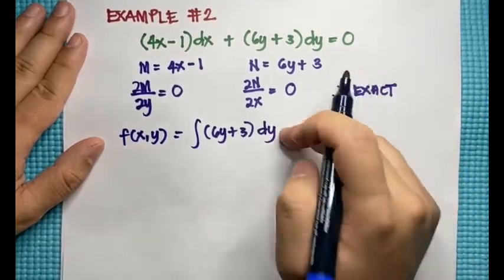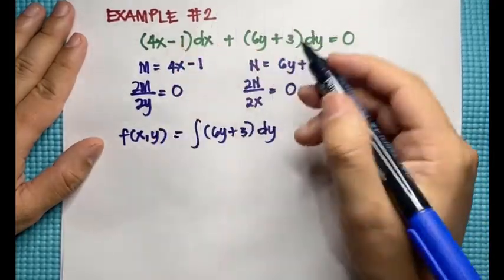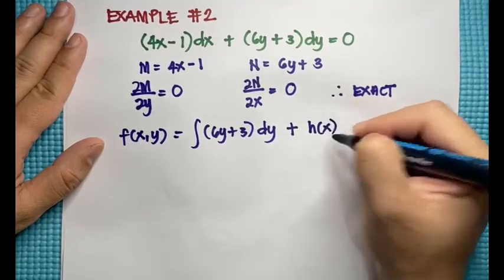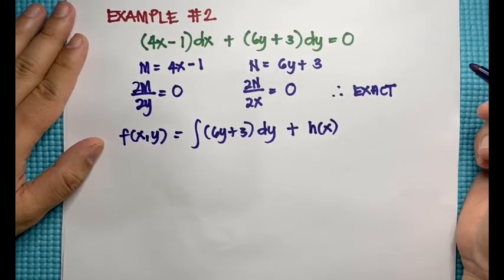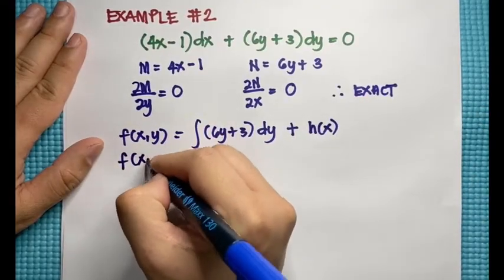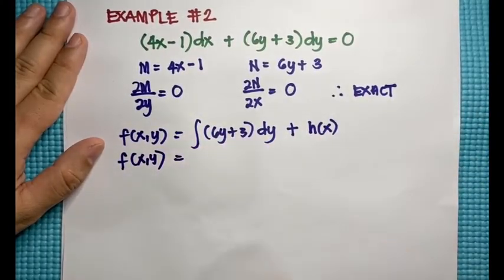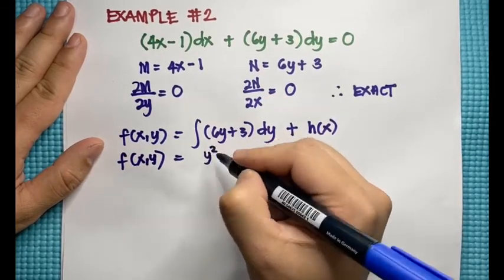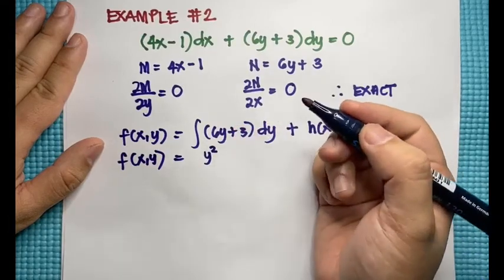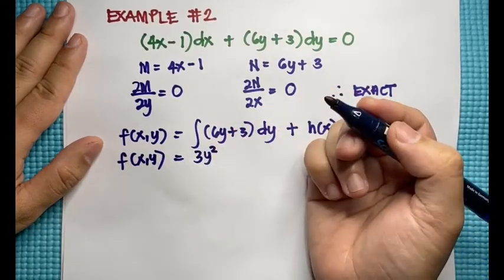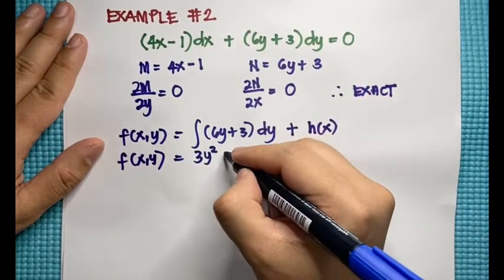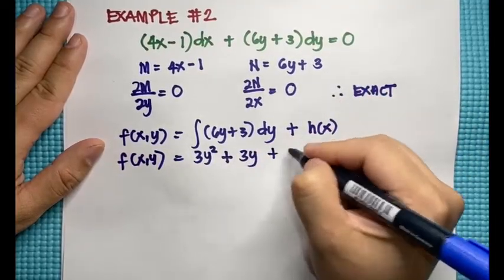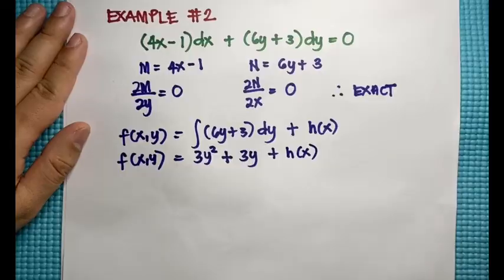Since this is dy, this time instead of g of y, I'm going to add h of x. And then we are going to integrate. The integral of 6y dy would be y squared all over 2, but 6 divided by 2 would be 3, giving us 3y squared. And then plus the integral of 3 dy would be 3y. And then plus, of course, the h of x.